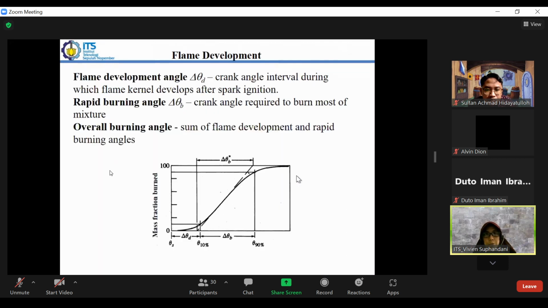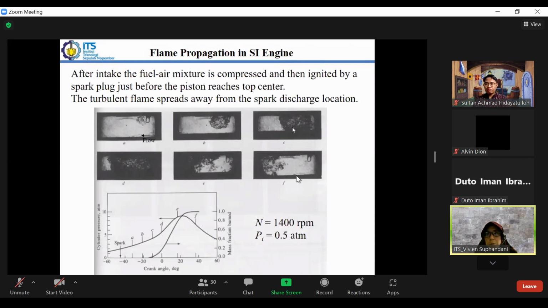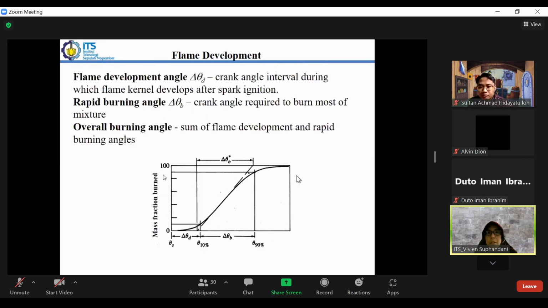Now, this relates to what we discussed last week, which is about knocking. So this is a flame development, in which we have a flame development, and after that we have the rapid burning angle. At the first instance, the flame starts very slow, and then afterwards it will have a rapid burning process. So the overall burning angle will be the sum of the flame development and rapid burning angles.